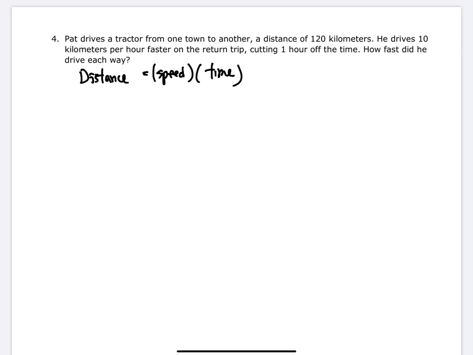Let's go ahead and figure out what else we can do based on this information. When he's going to another town, we know the distance is 120. He's got some speed going on, I'm going to call it S. Did the question tell us the speed? No, it does not. So it's some speed and some time.